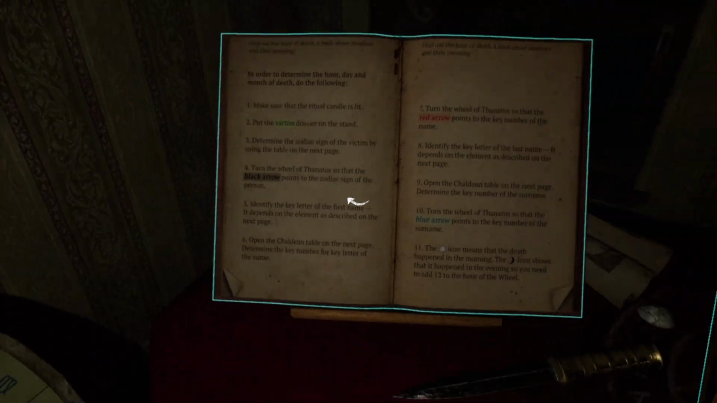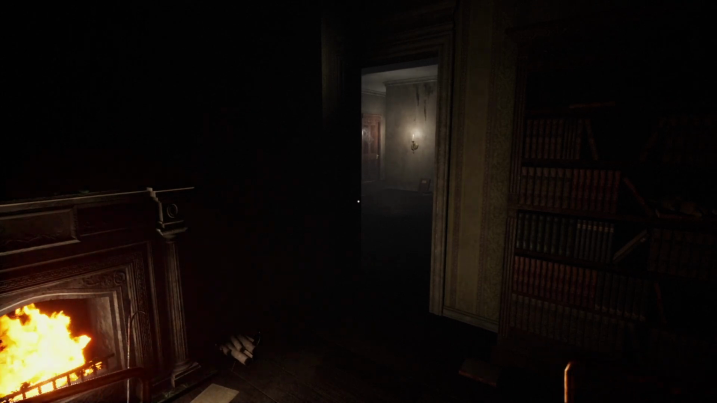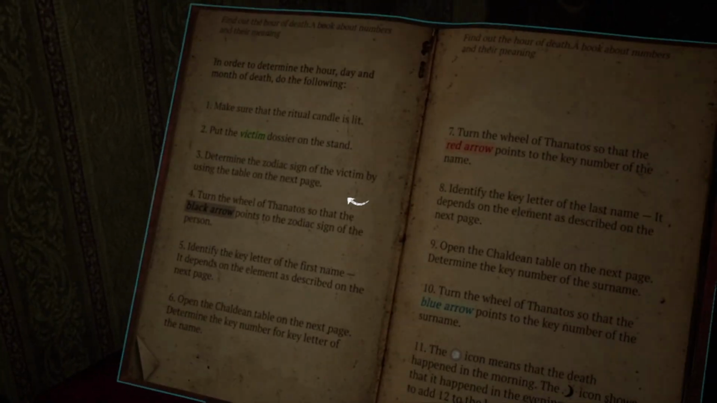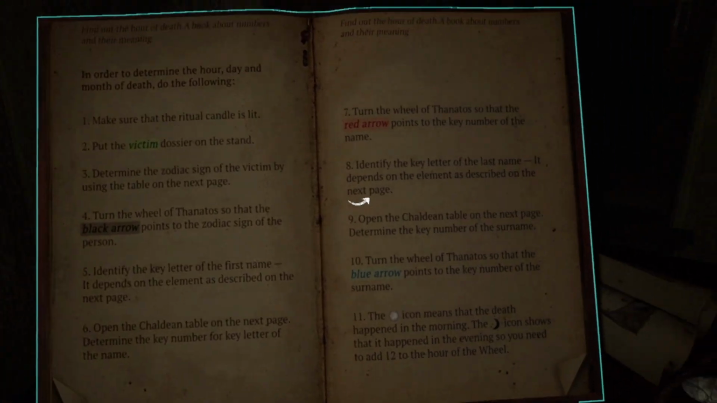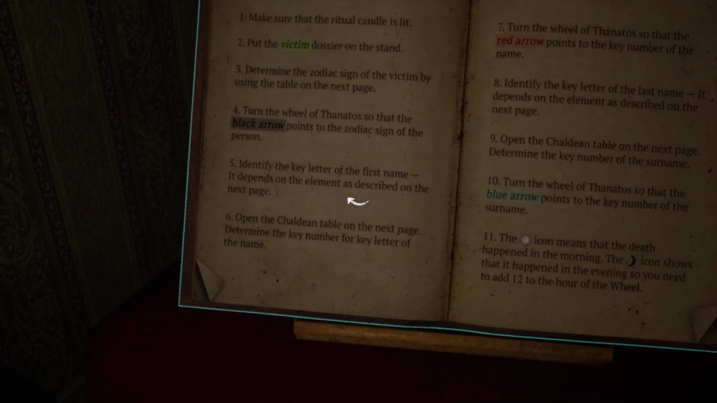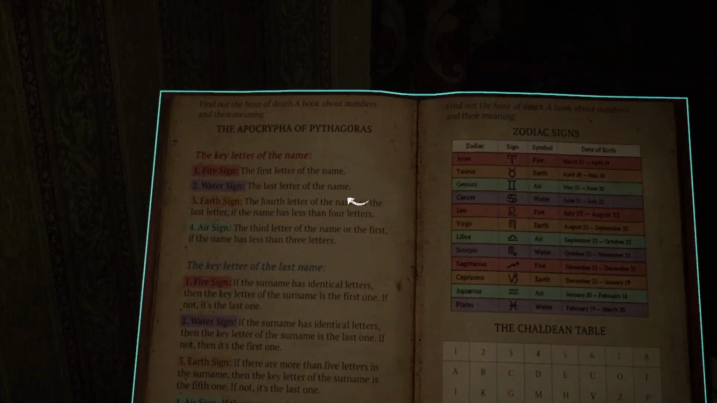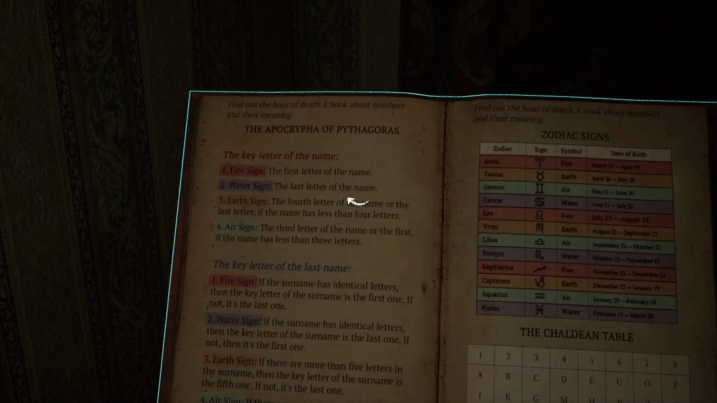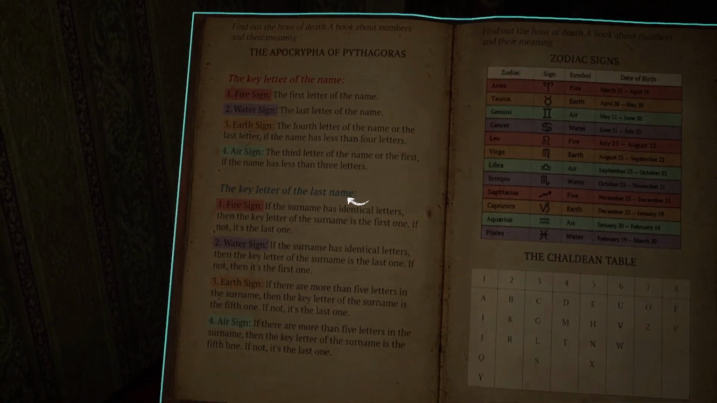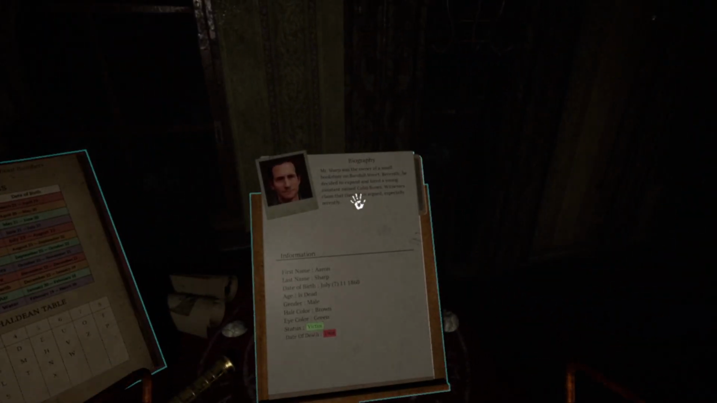I know I'm supposed to light the ritual candle, but I have a feeling that the mirrors might not activate if I don't. So I'm going to look through this because this is a lot of steps here. Identify the key letter of the first name. It depends on the element as described on the next page. So that is a water sign. So the last letter of the name. Last letter of the name is going to be N.